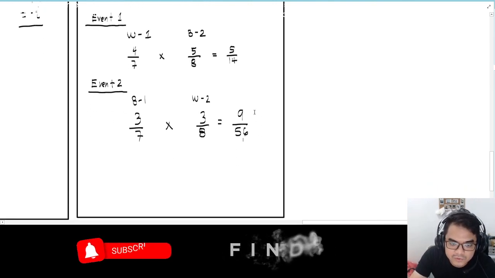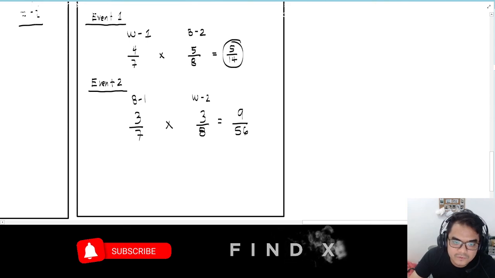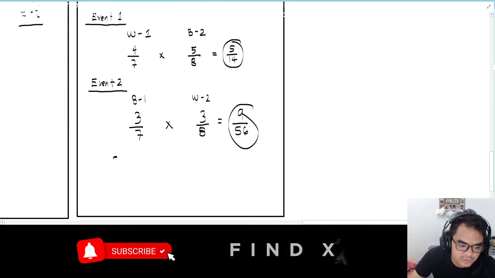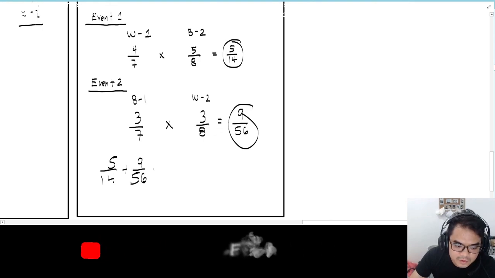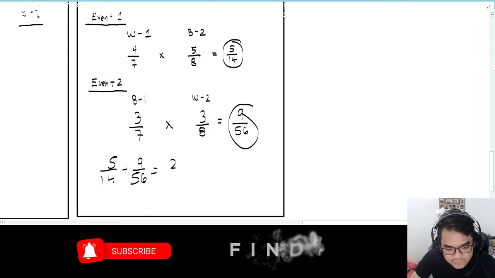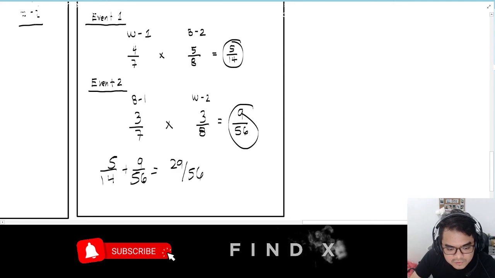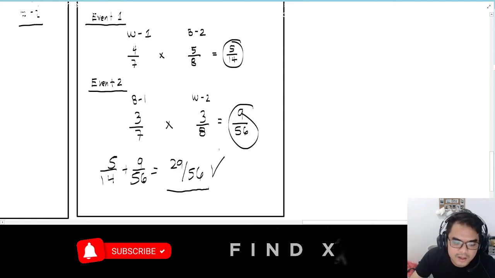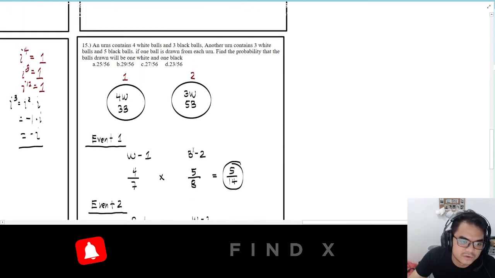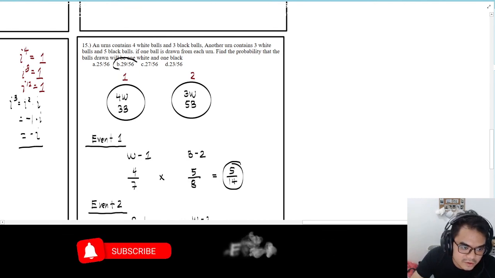And then all you have to do is to add 5 over 14 and 9 over 56. So 5 over 14 plus 9 over 56. Therefore, you'll get here an answer of 29 over 56. And this is your final answer. Let's look at the choices. Do we have 29 over 56? Yes, that is letter B.